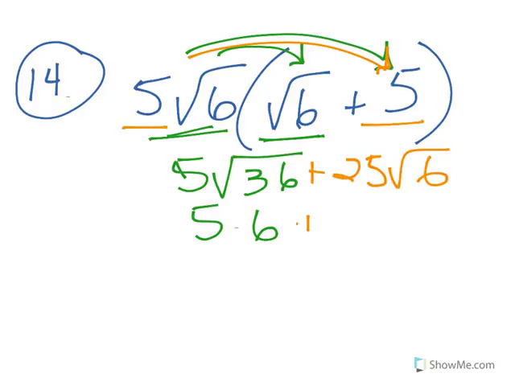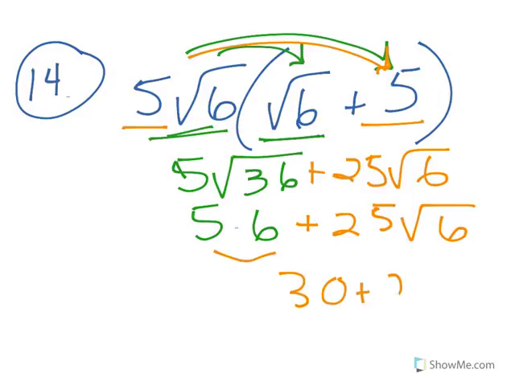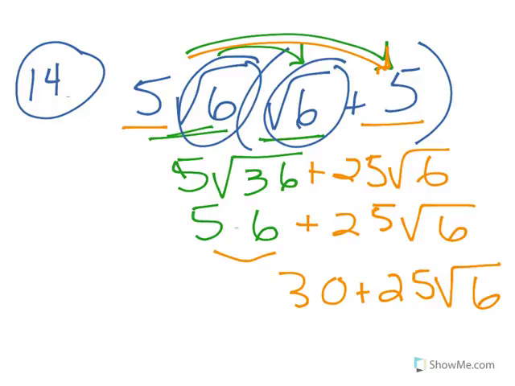So now I have 30, because I'm going to multiply those numbers, plus 25 square roots of 6. And I have that simplified. Okay, so you just have to keep in mind that when you're multiplying these, you're only multiplying the square roots and the square roots together and keeping the 5 on the outside, or if you're multiplying the whole number, you're multiplying the whole number and the whole number and then just keeping the square roots.